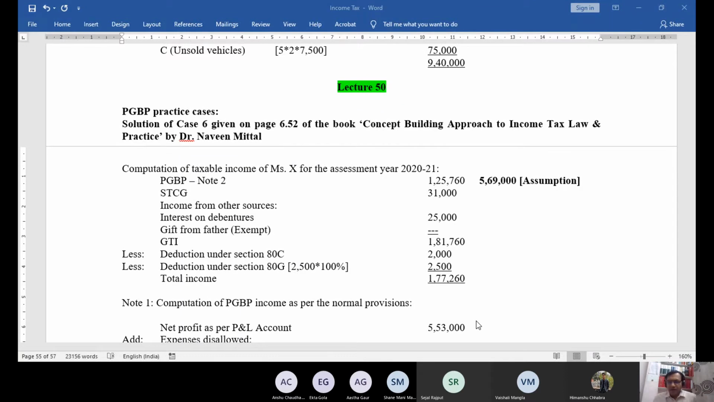Now let us have a 5 minute break. Then within PGBP, I will discuss another case where the P&L account is not given, but the cash account is given. That is another case. So let me take a break of 5 minutes. Let us meet after 5 minutes.